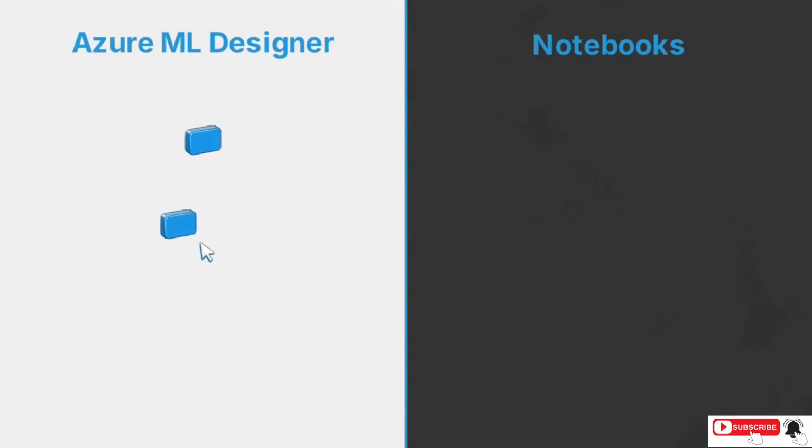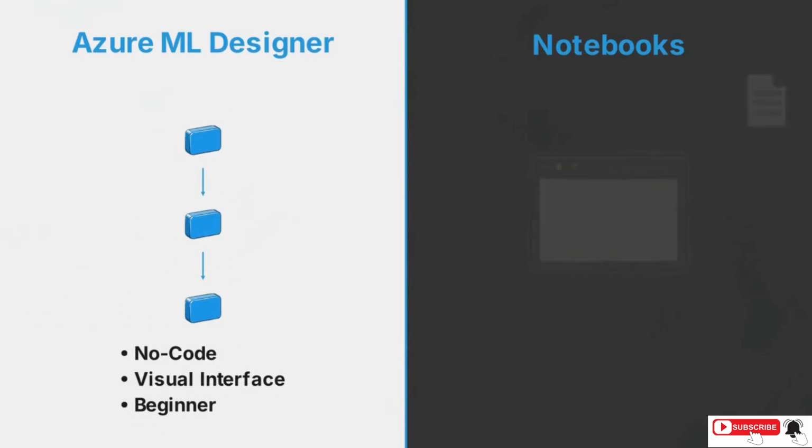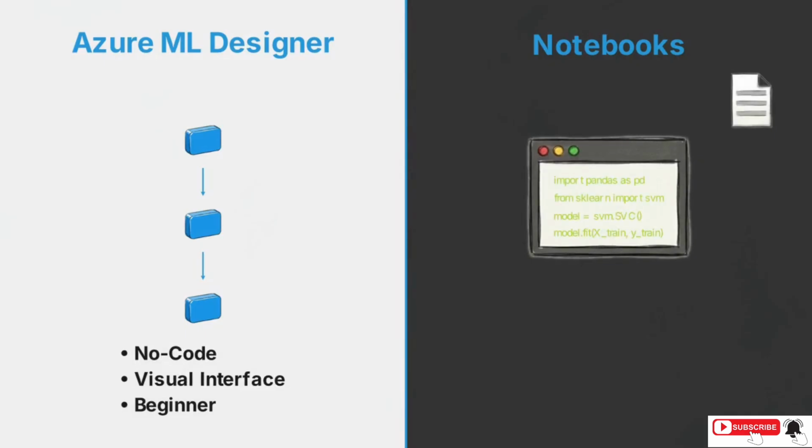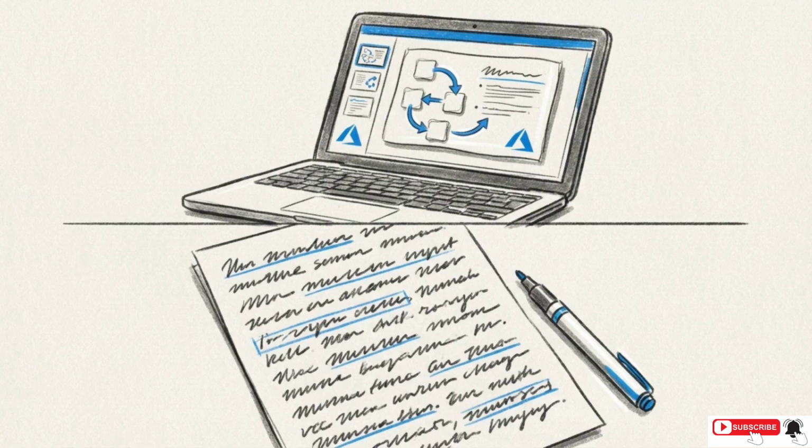Placing them side by side, the distinction is clear. Designer on the left provides a visual, structural approach for beginners. Notebooks on the right provide a code-based, highly detailed environment for data scientists. It is the difference between arranging pre-built slides and writing a custom manuscript.